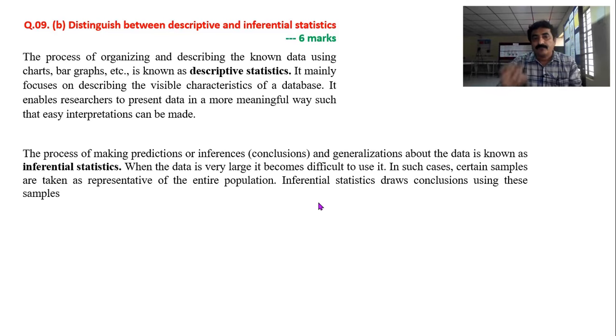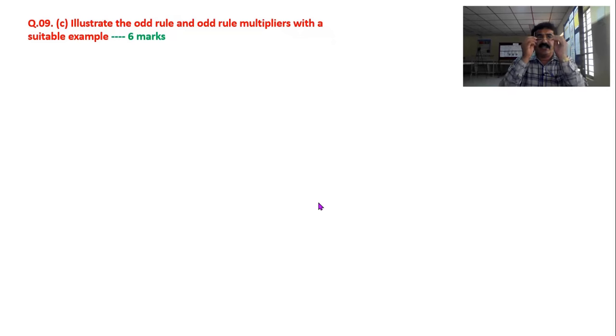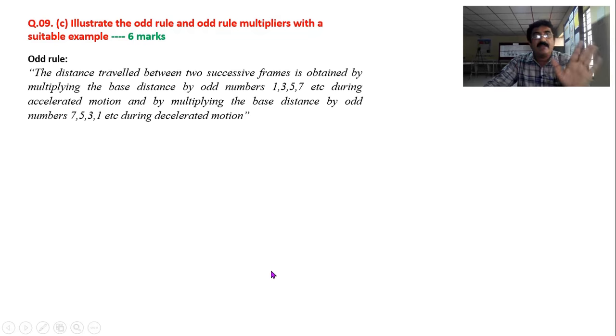This is about descriptive and inferential statistics. Okay, now illustrate odd rule and odd rule multiplier. This is a very important question. See, in animation we use this odd rule to find the distances.